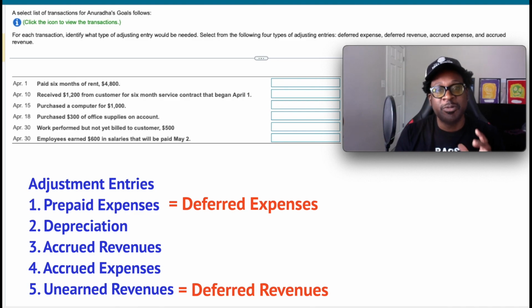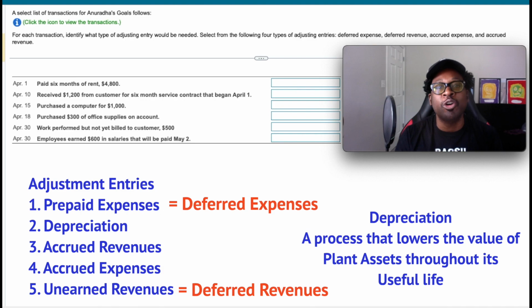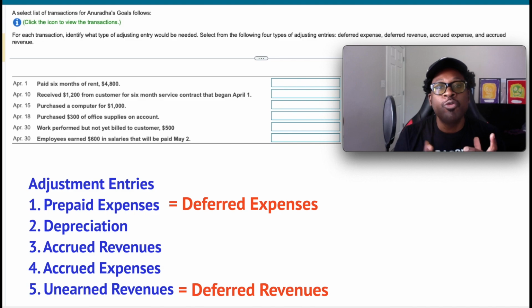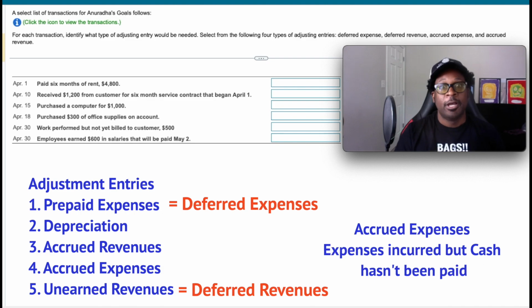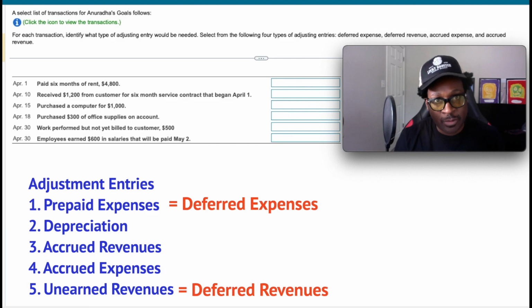Depreciation is an adjusted entry which basically tells us that we are going to record an expense for a long-term asset that's been used throughout the period, whose value should go down due to wear and tear. Accrued revenues are simply revenues that have been earned, but the company hasn't received the cash for them yet, thus creating a receivable. Accrued expenses are expenses that have happened, but the company hasn't paid for them yet, thus creating a payable. And so that's a quick synopsis of the 5 basic adjusted entries.